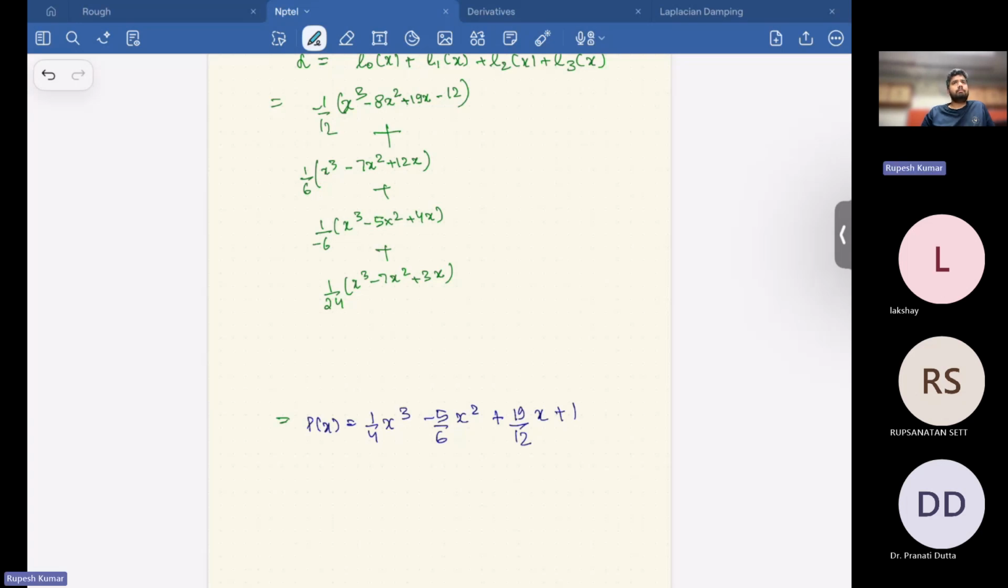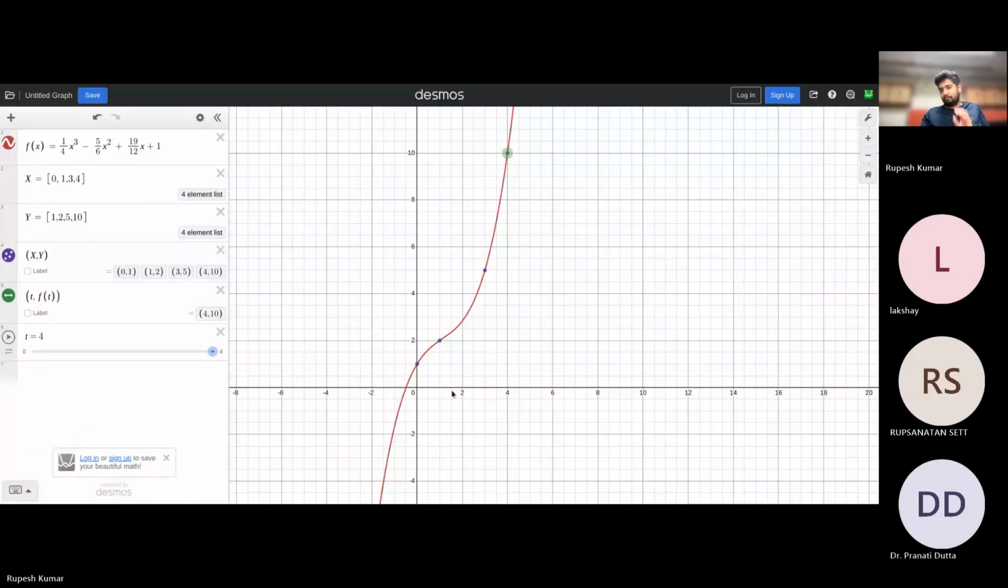Any doubts? Please type in the chat box. So you will get the same curve for the interpolation, right? The only difference is how you are computing the polynomial function.